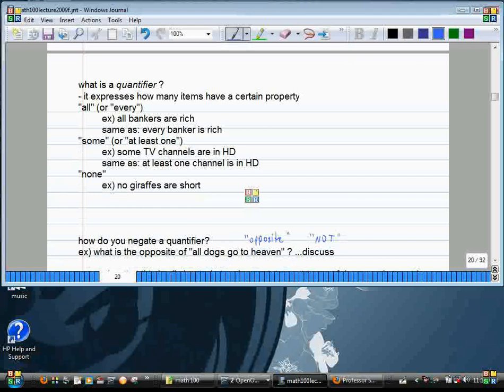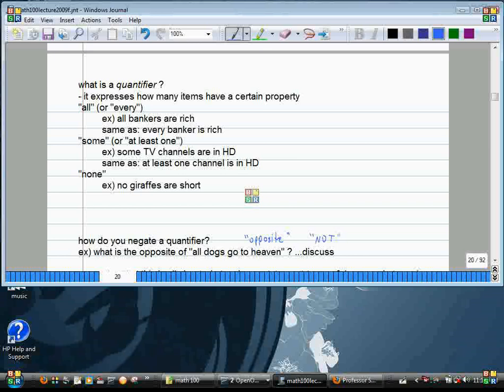Exactly. So the opposite of this is some dogs do not go to heaven. Or if you like, at least one dog does not go to heaven. Some dog goes to heaven. It's the same thing, right? It's not the same thing. Because some means at least one, and unfortunately what makes it confusing is that this could include all.